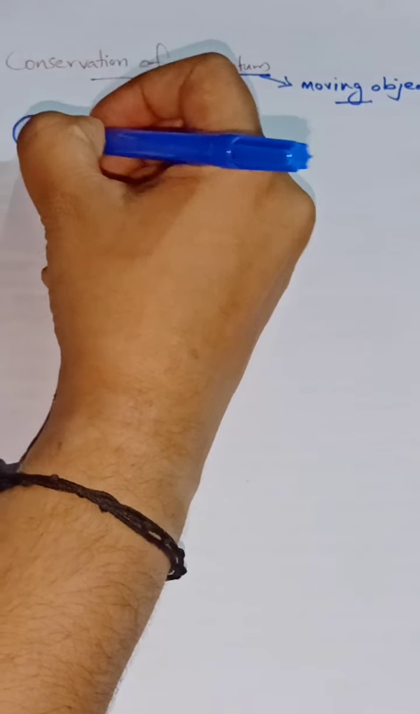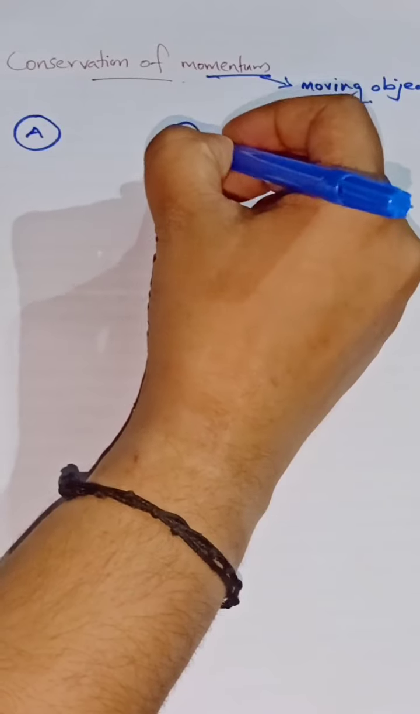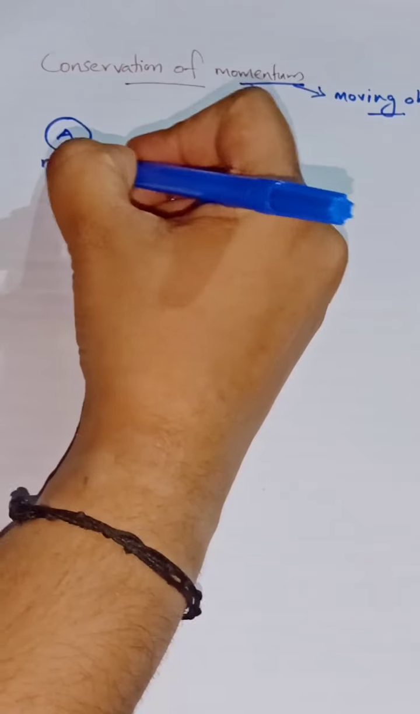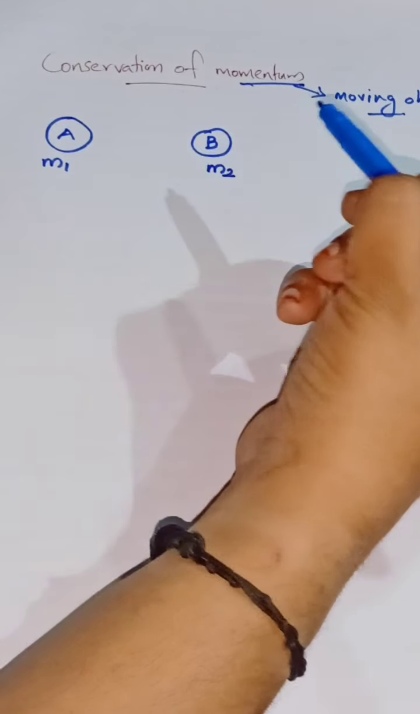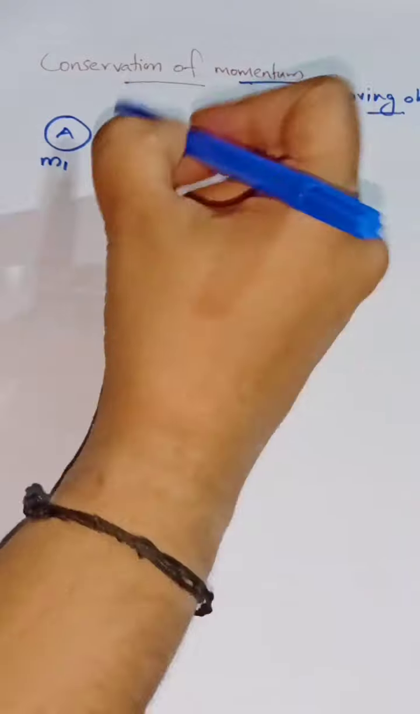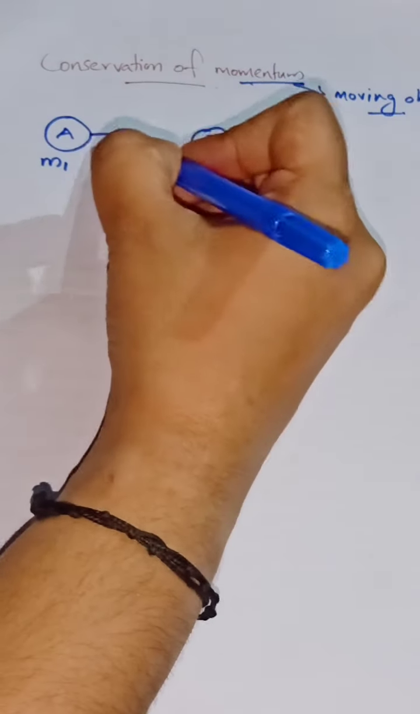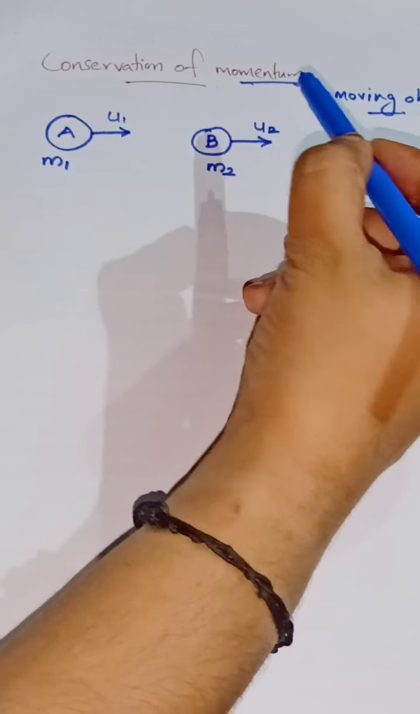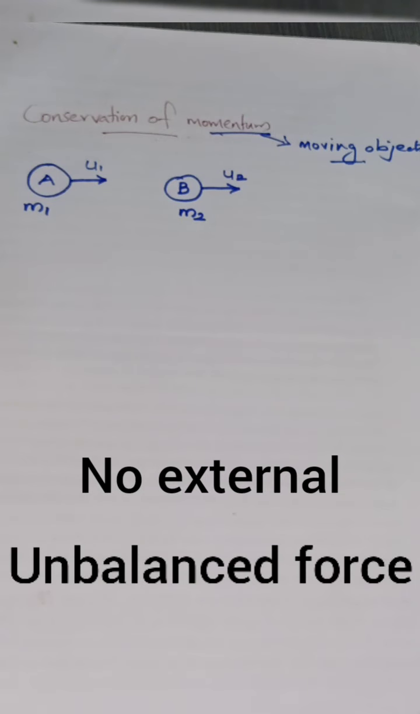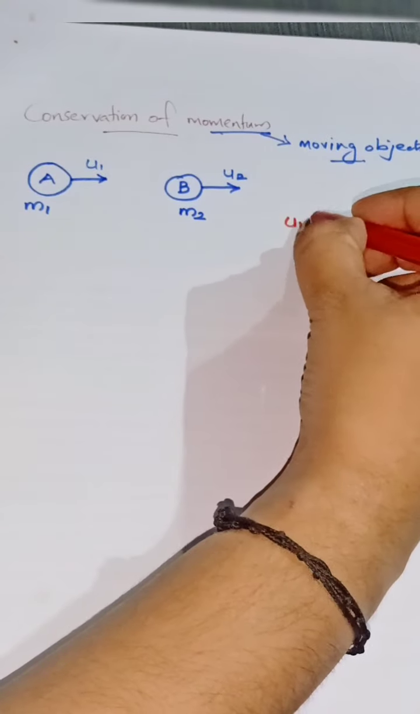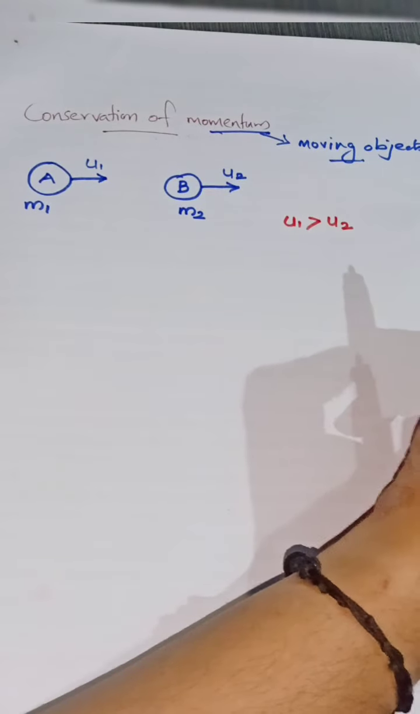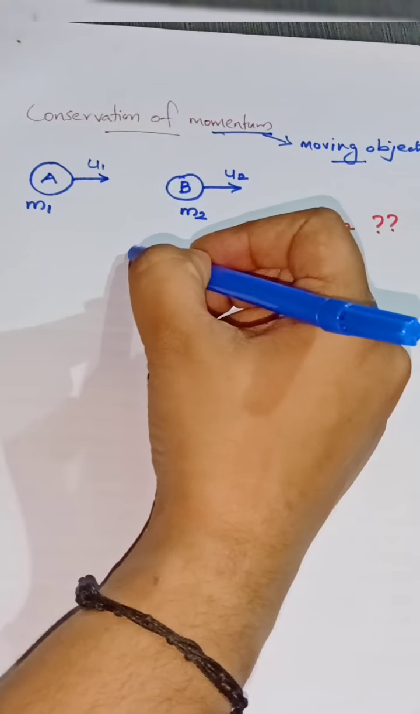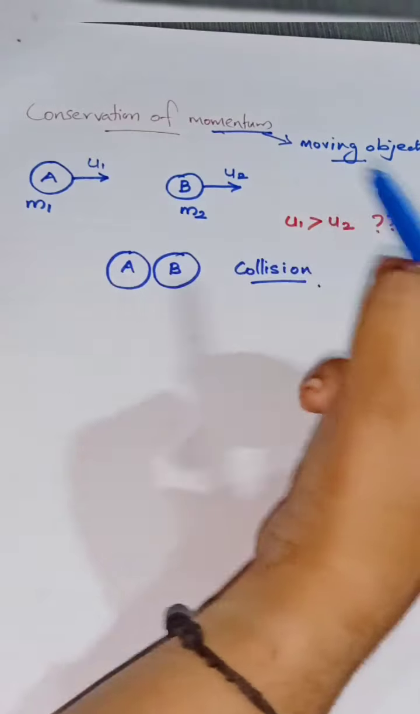Now, let us consider that there are two masses A and B with mass m1 and m2. Let these balls move with an initial velocity of u1 and u2. So the balls are continuously moving in the same direction along a straight line. Let there be no external unbalanced force acting on the balls. Now at some instant, the initial velocity of ball A, that is u1, is greater than u2. Then what will happen? Yes, the balls will collide with each other.